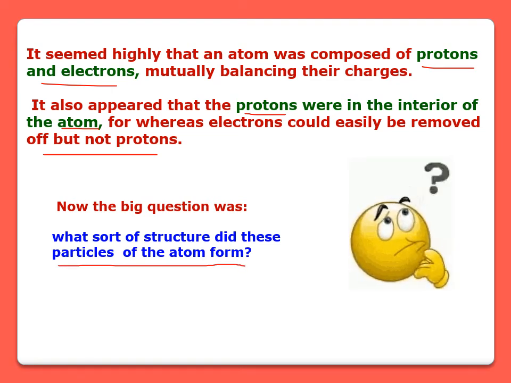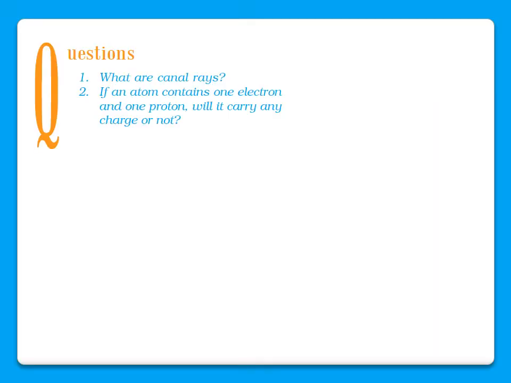Meaning, how are protons and electrons arranged inside the atom? Is there any pattern, or are they just like that inside the atom? To find the answer to this question, many scientists came up and gave their models. One by one, we will study their models. Before that, let me answer these questions.